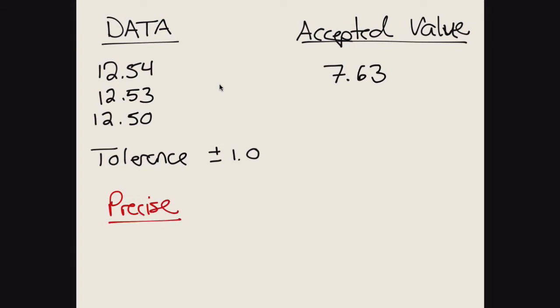Okay? What about accurate? Are they more than 1 off from the accepted value? 12.54, 12.53, and 12.50. And the accepted value is 7.63. So are they more than 1 off from the accepted value? Yeah, they're about 5 off from the accepted value. So they're outside my tolerance range. So therefore, they are not accurate. They're precise, they're close together, but they're not accurate.